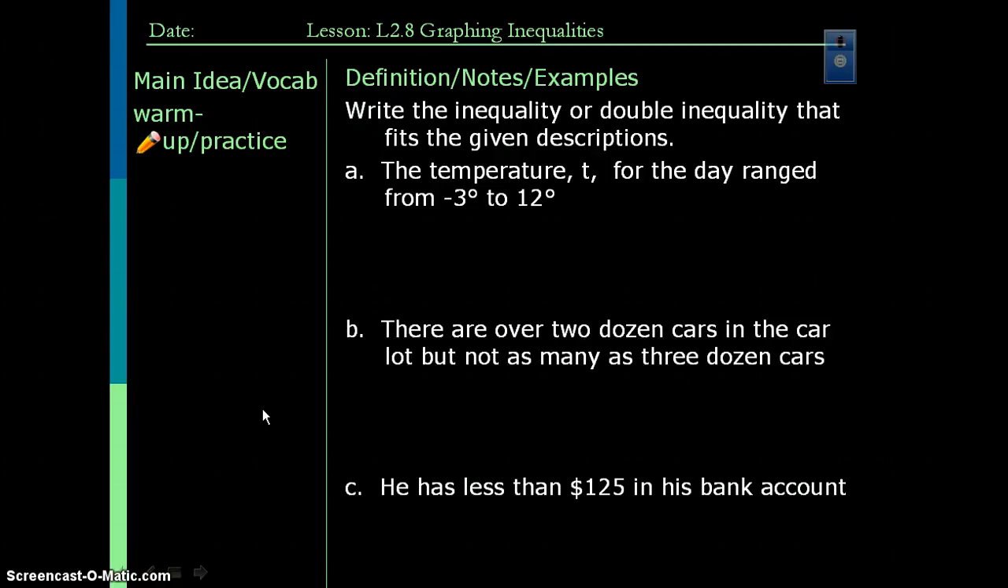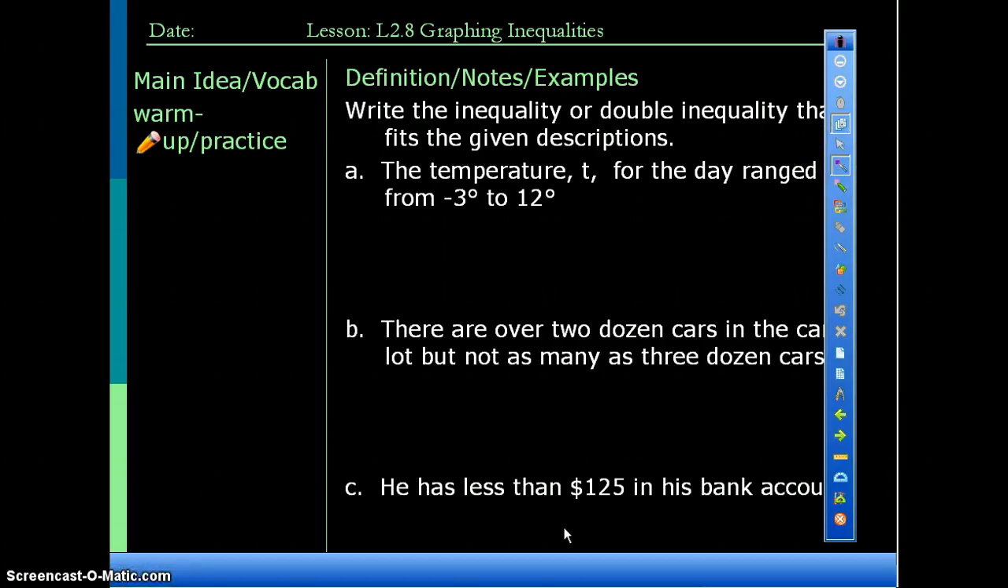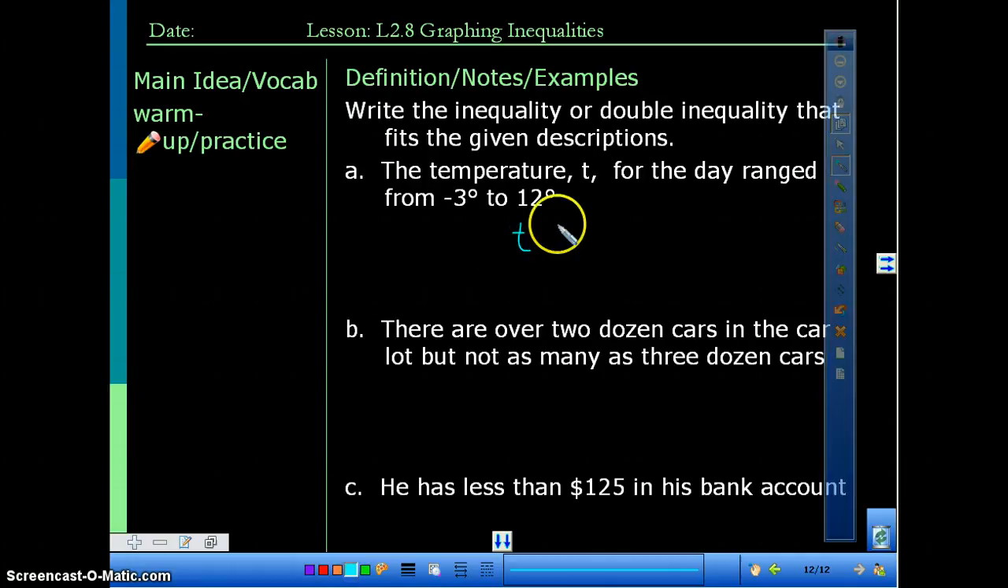As we work through the warm-up, we know that in part A, the temperature T for the day ranged from -3 degrees to 12 degrees. Here we can take a look at a double inequality. Our double inequality should range from -3 to 12 degrees, and we are dealing with a temperature T.